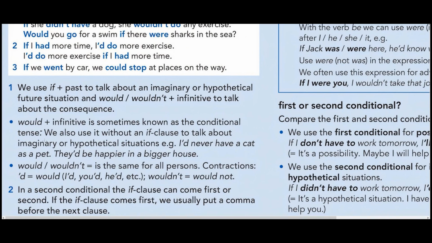Второй момент. Во втором условном предложении, получается, вот эта вот часть предложения с if может стоять на первом месте или на втором. То есть здесь какой пример дали? If I had more time, I'd do more exercise. Или можем менять: I'd do more exercise if I had more time. То есть можно и так, и так. А здесь такой момент. Если предложение начинается с if, вот этот вот if идет первее, мы обычно ставим запятую перед следующим предложением. То есть, да, обратите внимание, вот здесь if в начале стоит, у нас запятая. Здесь у нас поменено, здесь запятой нет. Но это уже так мелочи.